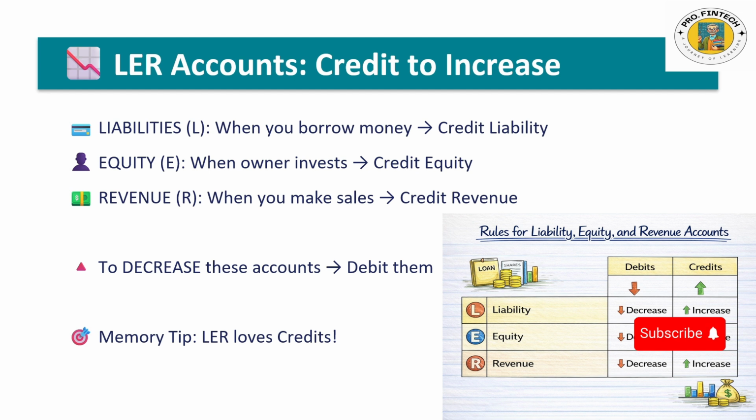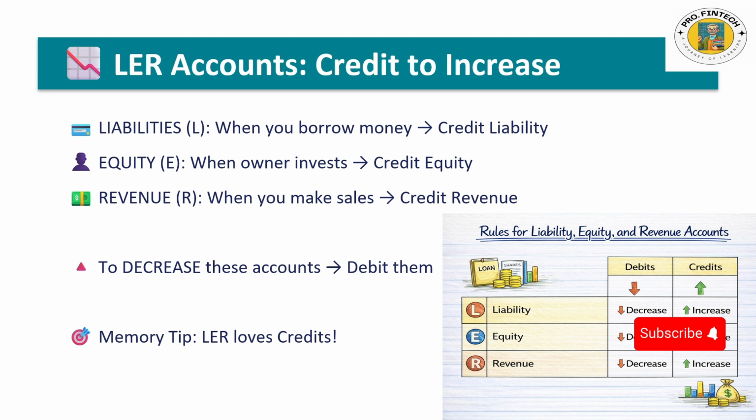Now let's look at the other side, LER: liabilities, equity and revenue. Liabilities: when you borrow money from a bank or buy goods on credit, you credit the liability account. Why? Because you now owe someone money. You have an obligation. Equity: when the owner invests money into the business or when profits are added to capital, you credit equity. This represents the owner's stake in the business.